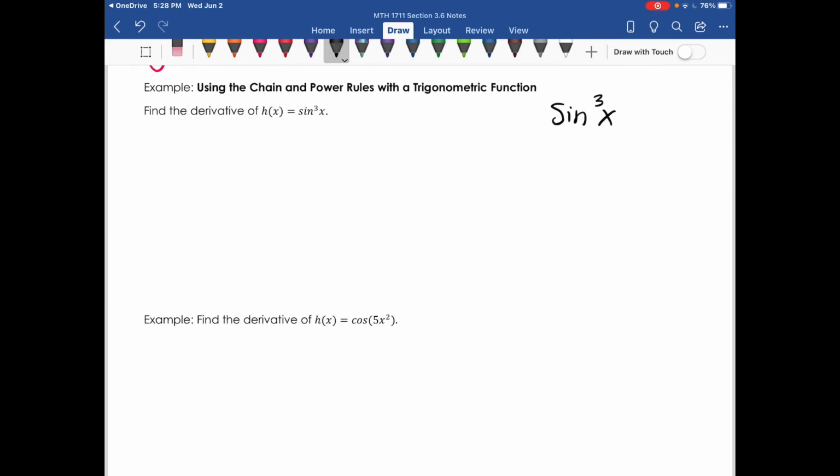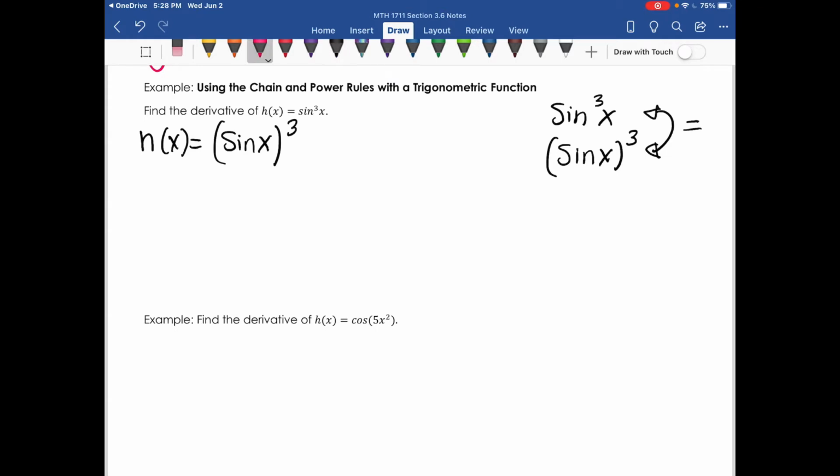Using the chain rule and the power rule with a trig function. So if you recall, sine cubed x is the same thing as writing this. These two statements are equivalent. So I'm going to rewrite h of x as sine x to the third. So now I can identify what my inner and outer functions are.